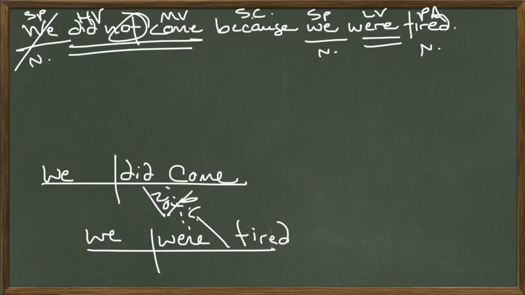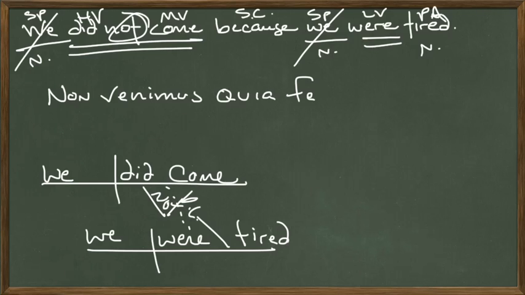And in Latin, let's get rid of we. We don't have to, but we're going to. We did not come, so non venimus. Quia, because we were tired. Feci, so it's plural. Eramus. Eramus is we were. Non venimus quia feci eramus.